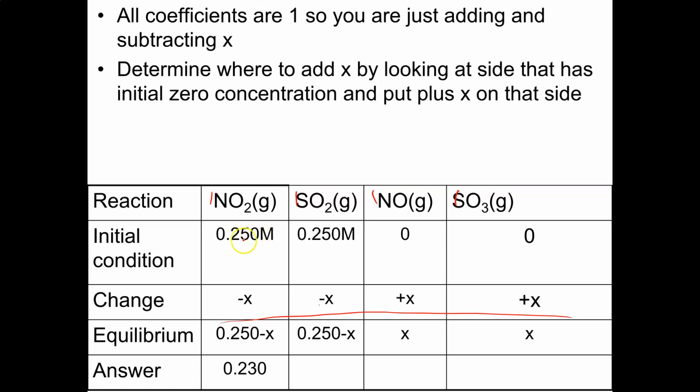Second thing you should have thought about is, how did I get from here to here? Did I add or did I subtract? Can you go from 0.250 to 0.230 by adding? Heck no, you're subtracting. So that's what you do. So this part, all you're doing is taking what's here and writing it down. This is 0.250 minus X, 0.250 minus X. 0 plus X is just X. 0 plus X is X. So all you're doing in this equilibrium line is bringing down what's above it. That's it, nothing else. And your answer part is whatever's at equilibrium. If you're looking for concentration at equilibrium, this is where the numbers go. So there's your setup so far.